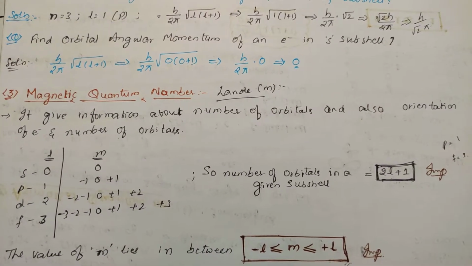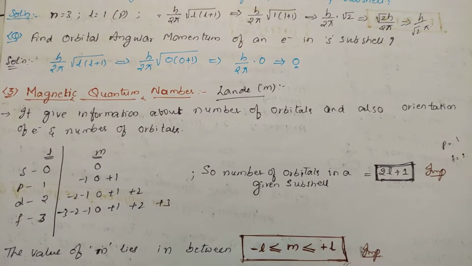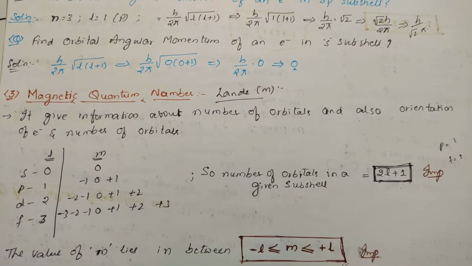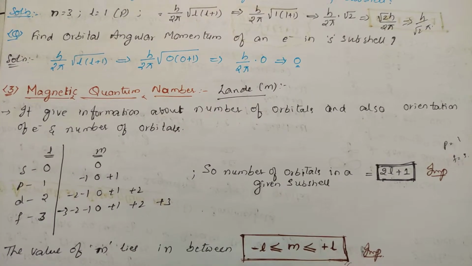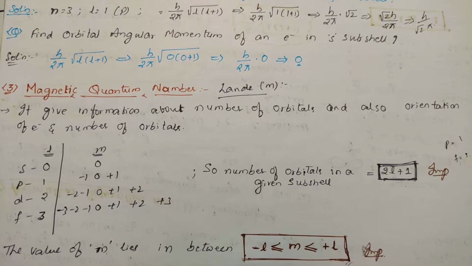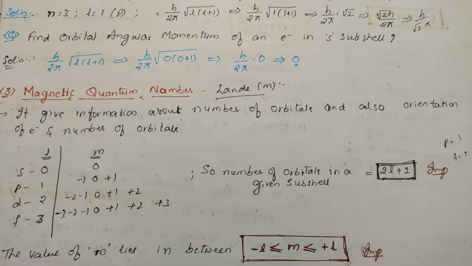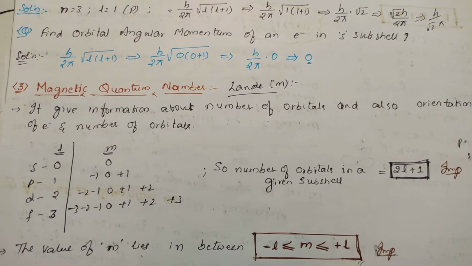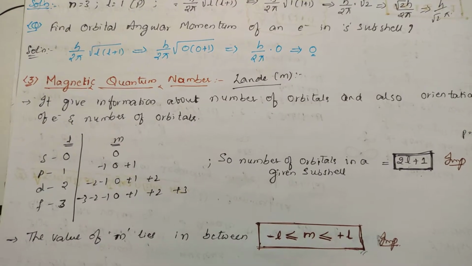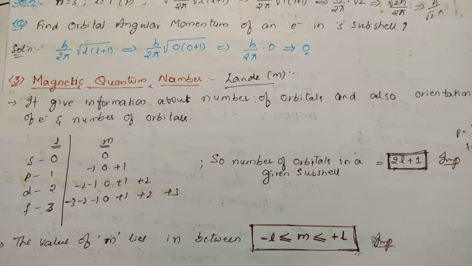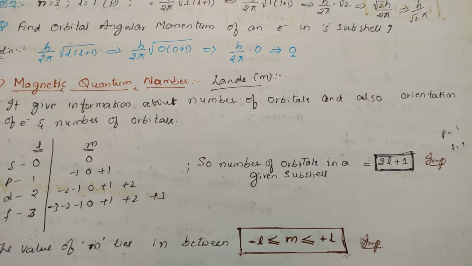Find the orbital angular momentum of an electron in the s subshell. s means the L value is equal to 0. So 0 into 0 plus 1 gives root 0, and h by 2 pi into root 0 is again 0. That's the information we can obtain by using the azimuthal quantum number.